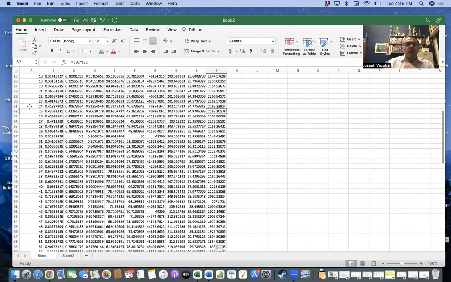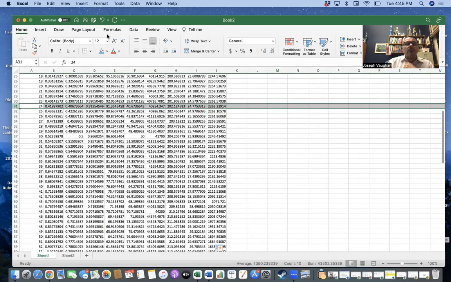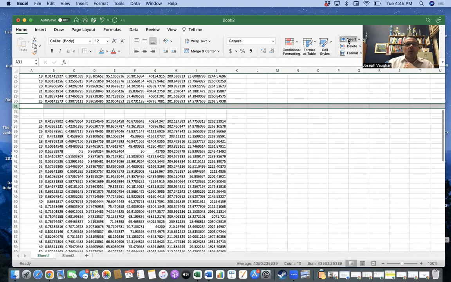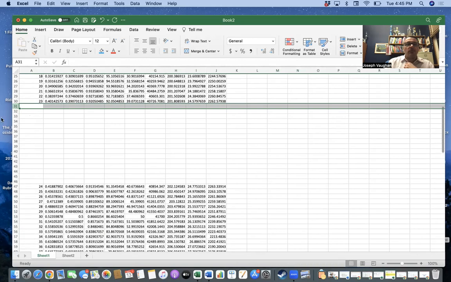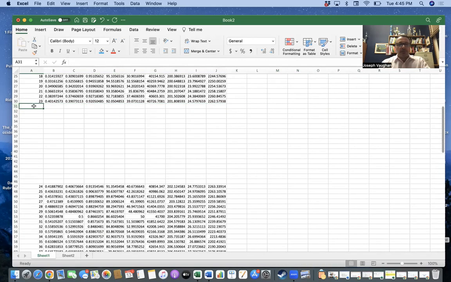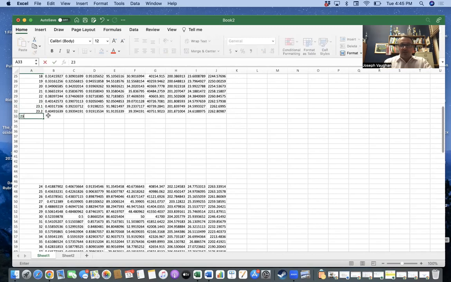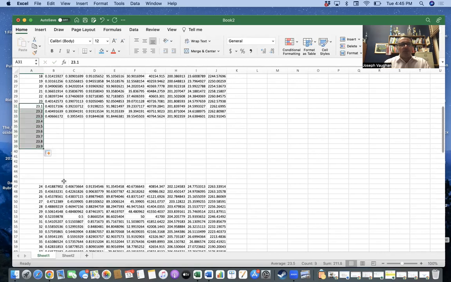So what I'm going to do here is, maybe I just insert a whole bunch of rows. I only wanted to really do 10: 23.1, 23.2, and you can just see it's filling it in, 23.3, and I can stop typing now because what I can do is just extend the formula down to 23.9, right? And extend these formulas down as well.